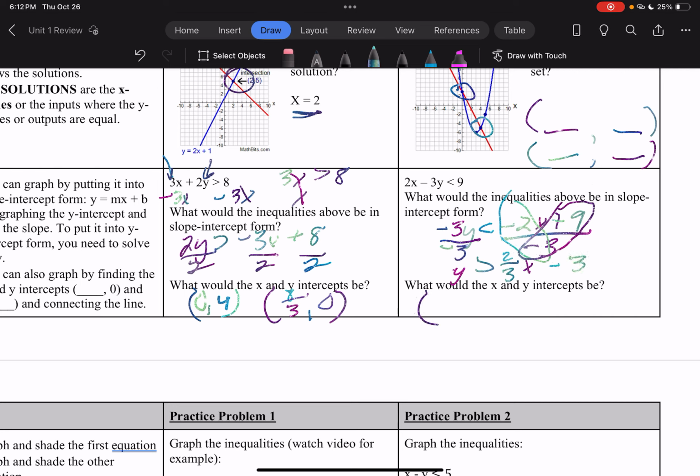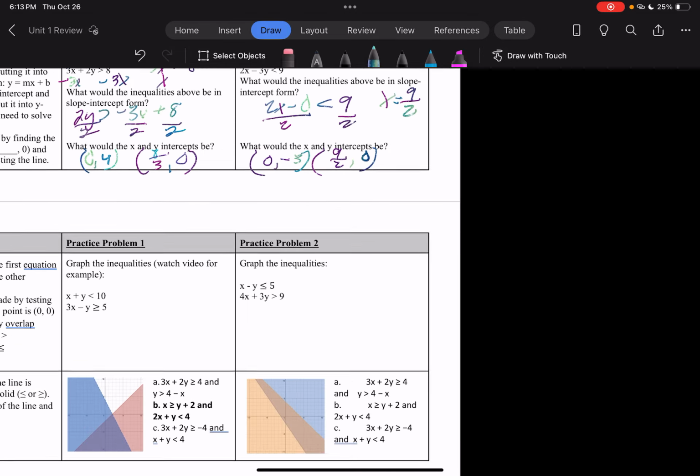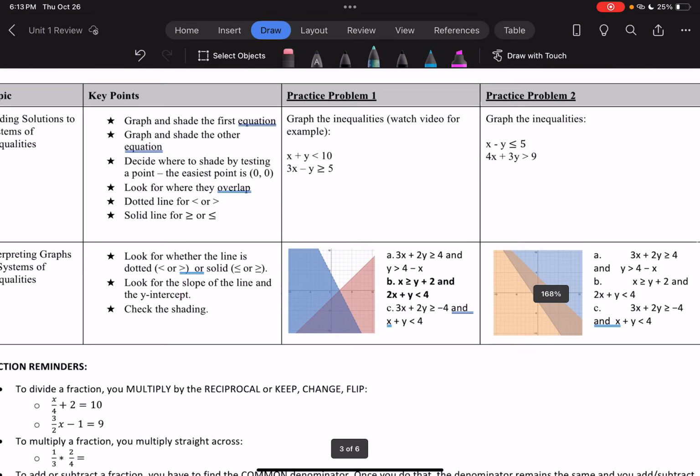So here my y-intercept I know is (0, negative 3). My x-intercept, again, I can figure out by plugging in 0 for y. So if I plug in 2x minus 3 times 0 is less than 9, then I divide both sides by 2, we'll get x is 9 over 2. And so this then would be (9 over 2, 0). All right. I'm glad this is working out fine.